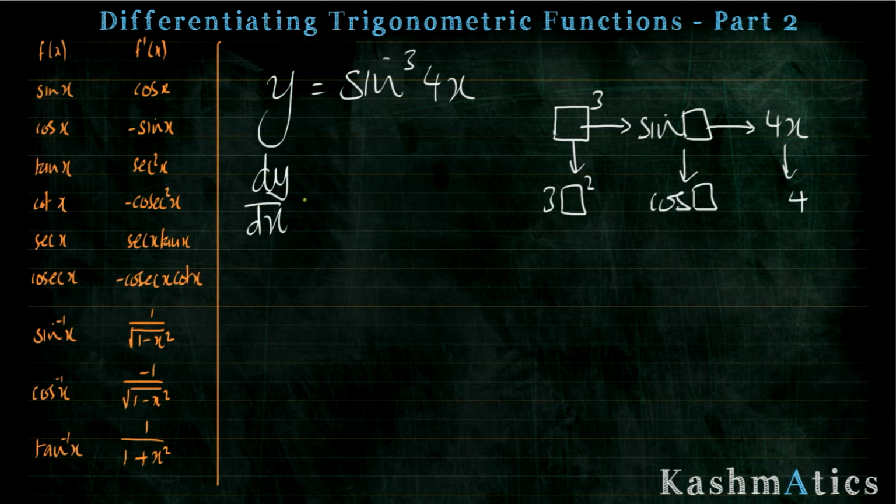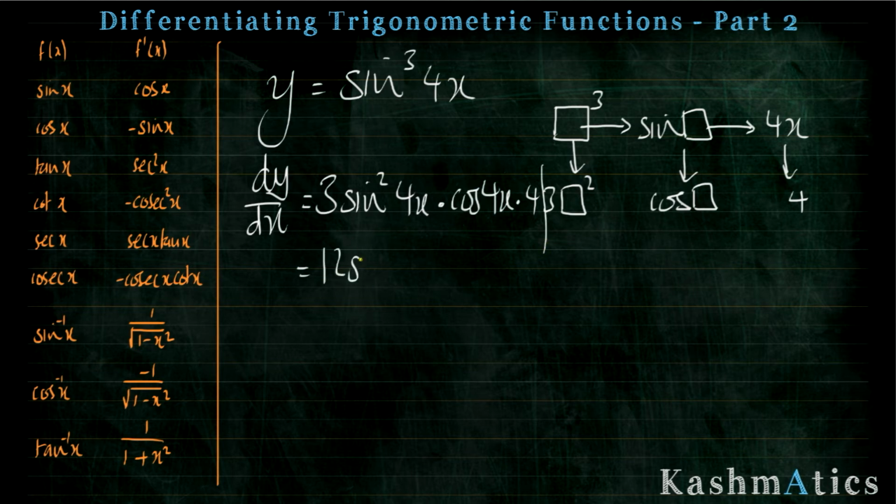So dy by dx equals sine cubed. So that's something cubed becomes 3 something squared. Now we have to deal with the sine. The sine becomes cos, so that'd be cos 4x, and then we have to multiply by 4. Sorry, this is getting a bit untidy. So remember, it stops here. So what we've got is 12 sine squared 4x cos 4x.